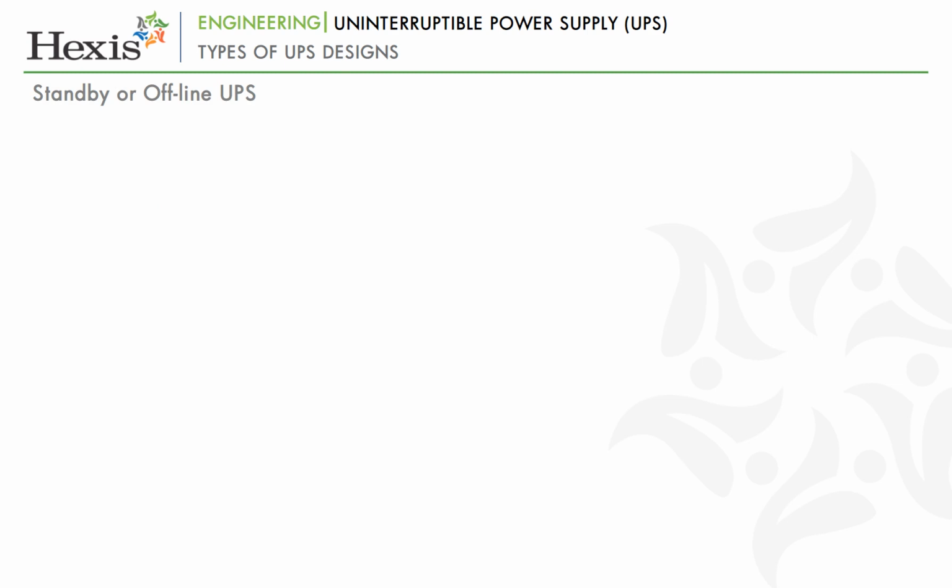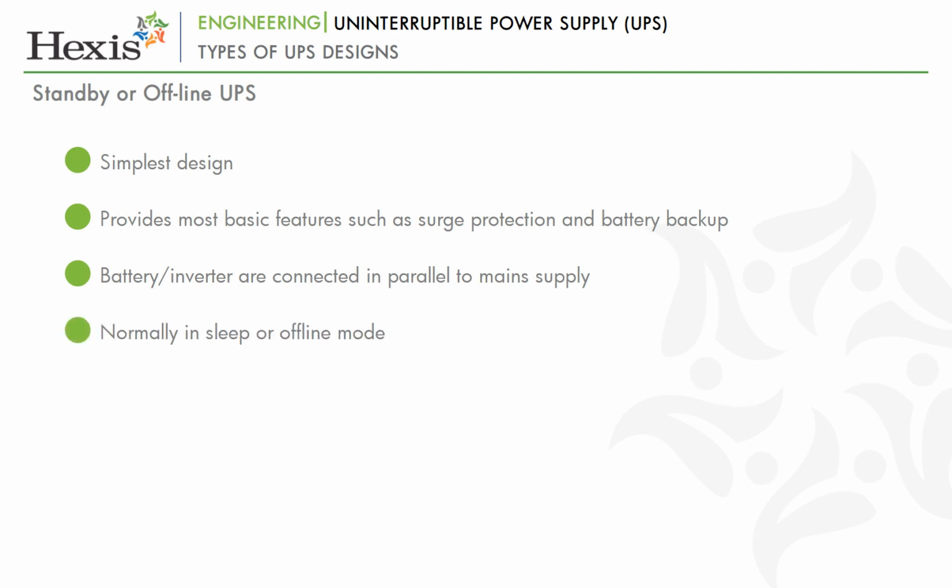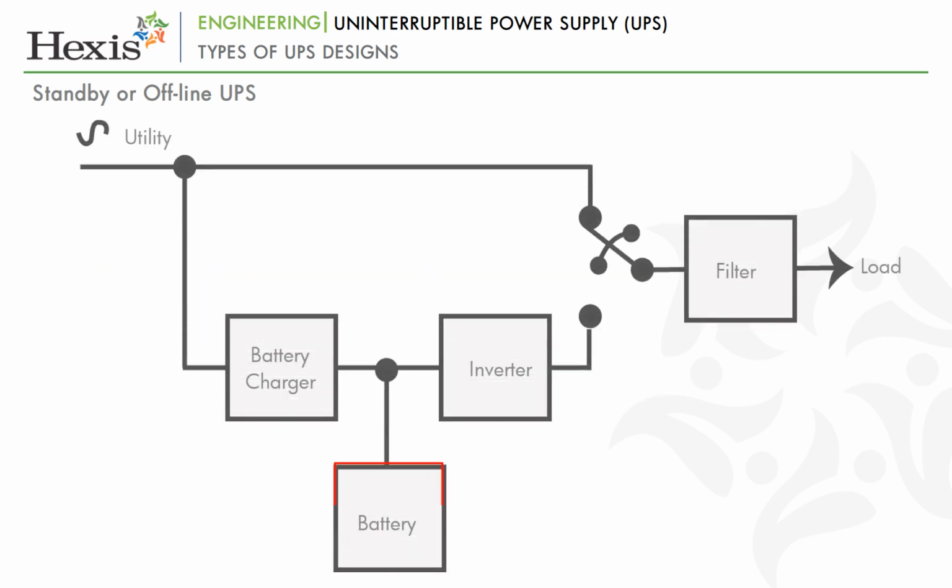Standby or offline UPS is the simplest design and provides most basic features such as surge protection and battery backup in the event of power loss or low voltage. In the offline UPS, battery or inverter are connected in parallel to main supply and is normally in sleep or offline mode. UPS may take up to 25 milliseconds to switch over to the battery mode and are not suitable for critical loads. The backup batteries are kept fully charged through a battery charger.